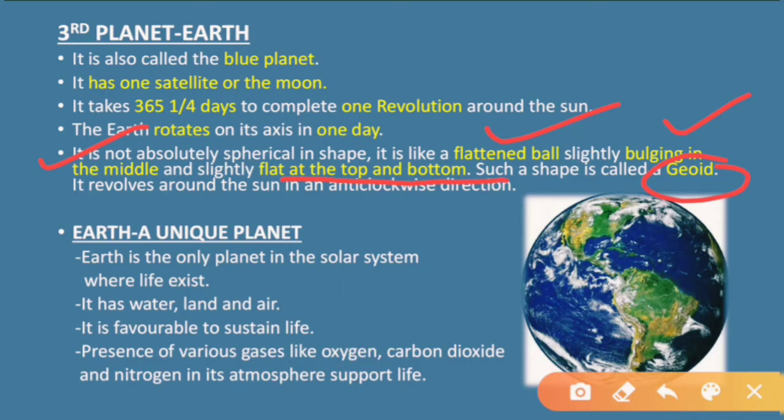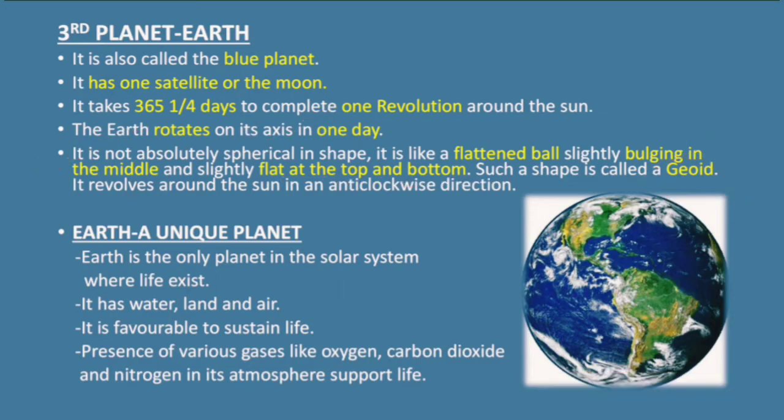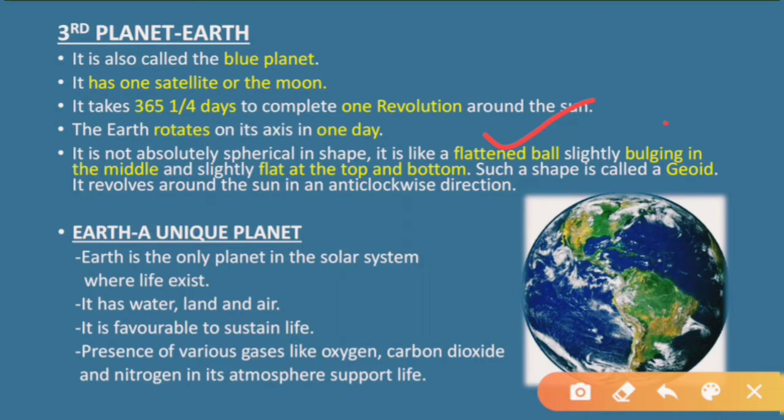See students, our Earth's shape is not absolutely spherical. It is not exactly round in shape. How is the shape of this Earth? It is like a flattened ball. How does it look? Bulging in the middle means it bulges, it is slightly swelled up.